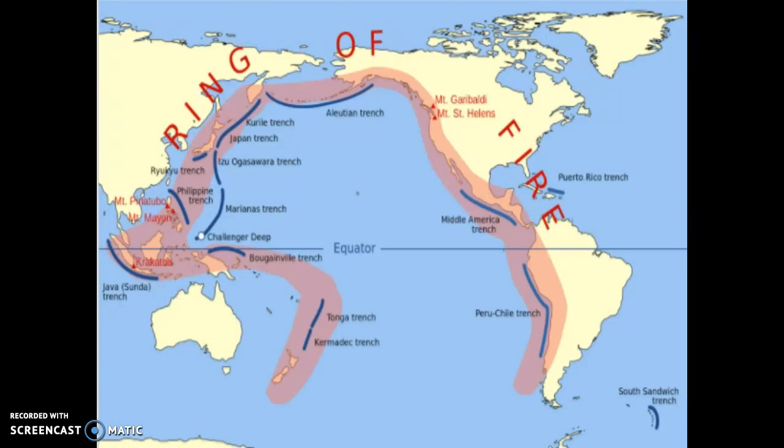And you can see here, this is the Ring of Fire. We have five plates that actually come together here. And the areas in blue are the convergent boundaries where two plates are coming together. So we get a lot of earthquakes, volcanoes, and we actually get a lot of tsunamis in this area as well.